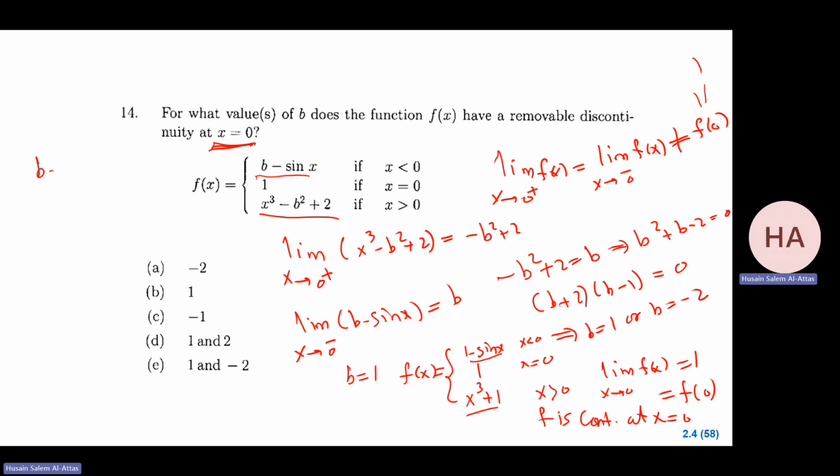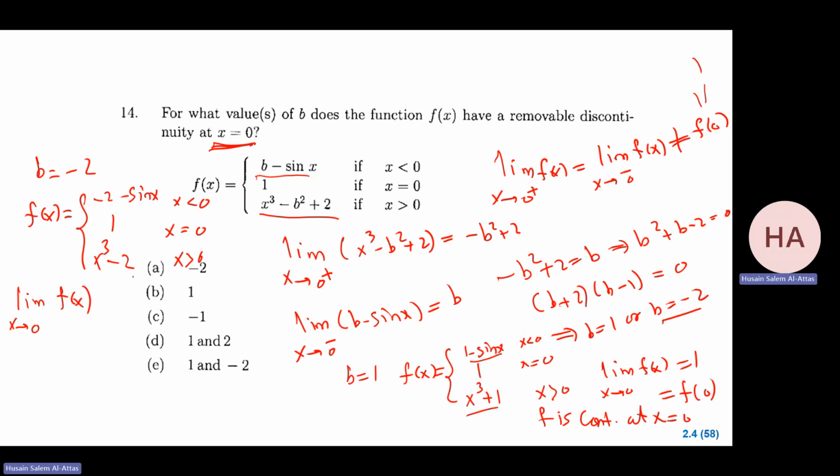What about b equal minus 2? What will be f of x? That will be minus 2 minus sine x if x is negative, 1 if x equals 0, x cubed minus 4 plus 2, minus 2, if x is positive. So what is the limit as x goes to 0 for f of x? It should be the same. I have minus 2 minus 0 and 0 minus 2, so this is minus 2. And it's not equal to f at 0, which is 1. So it means f has a removable discontinuity.